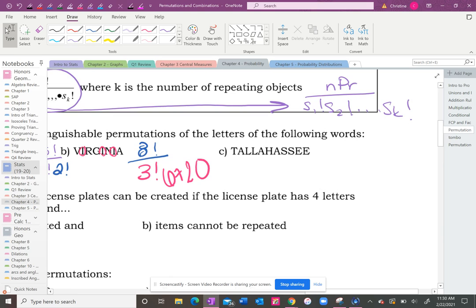Last one, Tallahassee. A lot of letters. 1, 2, 3, 4, 5, 6, 7, 8, 9, 10, 11. So 11 factorial over. And we have a few repeating letters. So you just count how many terms repeat and do each one separately. I'm going to go with A first. So 1, 2, 3. I'll do the L's in pink. There are 2 L's. There are also 2 S's. And there are 2 E's. No other letters repeat. So again, just throw this all in that Desmos calculator and you will be good to go.